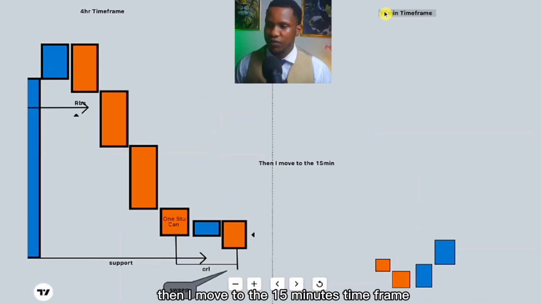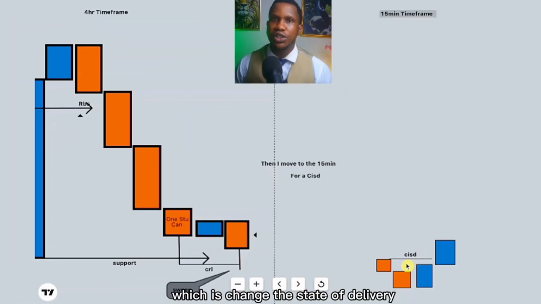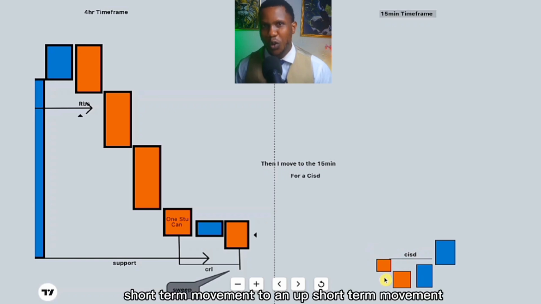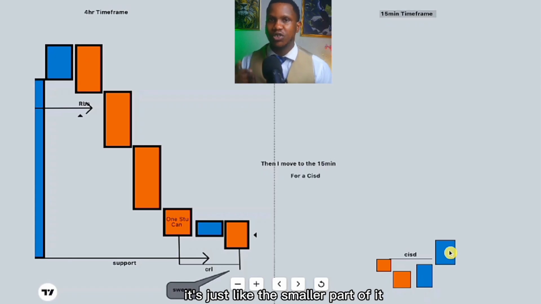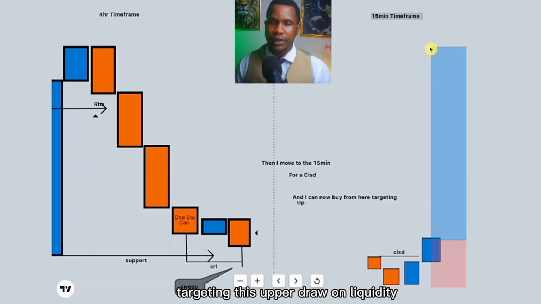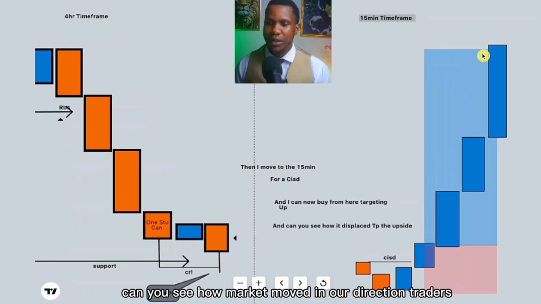Then I move to the 15 minutes time frame. Here I want a change in state of delivery, which is what we use when we are moving from a down short-term movement to an up short-term movement. It's not directly a market structure shift, it's just the smaller part of it, but it gives us sniper interest. Now I can buy from here, stop loss below here, targeting this upper draw on liquidity. And let's see how this unfolds, traders. Can you see how market moved in our direction, traders?